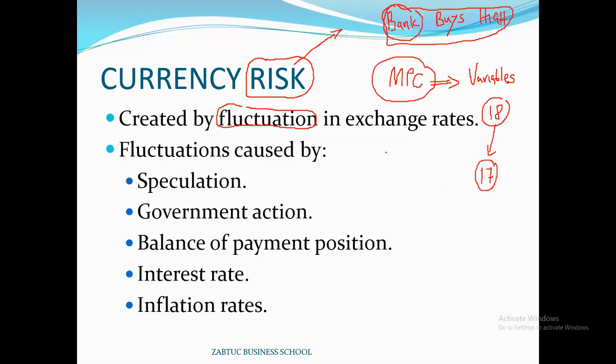Now imagine if you had the $10,000 to convert, you would have been converting at 18. For every $1, you would have been getting 18. But within an hour or so, for every dollar, you don't get how much? 17.